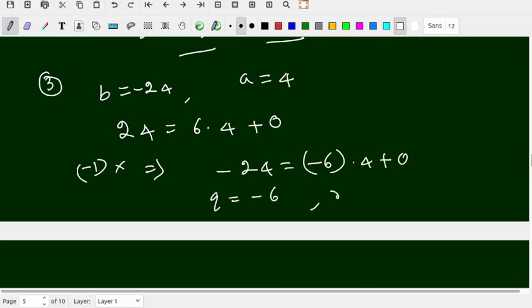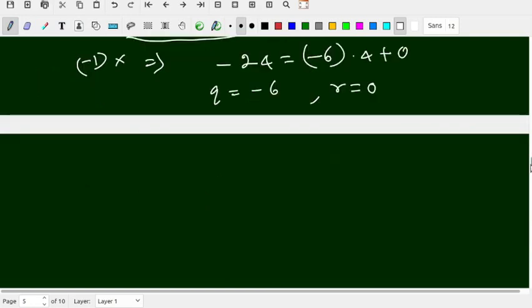So when remainder is 0, we compare the quotient and remainder of 24 and 4 and the quotient and remainder of minus 24 and 4. We usually divide 24 by 4. If the remainder is 0, then the negative of the quotient is the quotient for minus 24 and 4. So we write the procedure based on the above two examples.